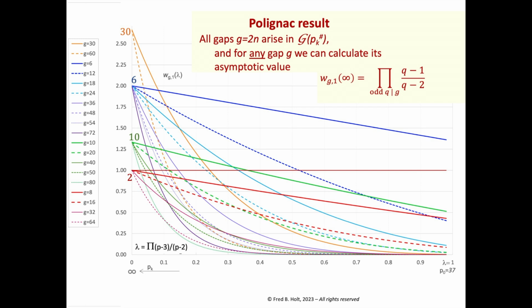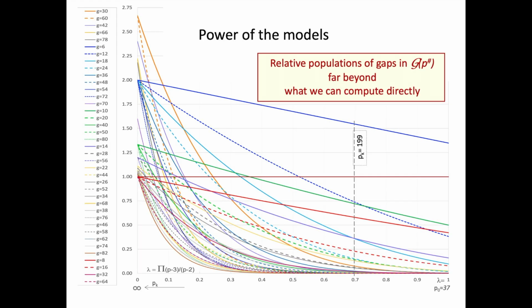We have 30 and 60. If the family just has the factors of 2s and 5s, that's the green family: 10, 20, 40, 50, 80. We've color-coded the families of gaps by their asymptotic value. The power of these models: with the models, we are able to calculate the relative populations of gaps in the cycles of gaps far beyond what we could calculate directly.